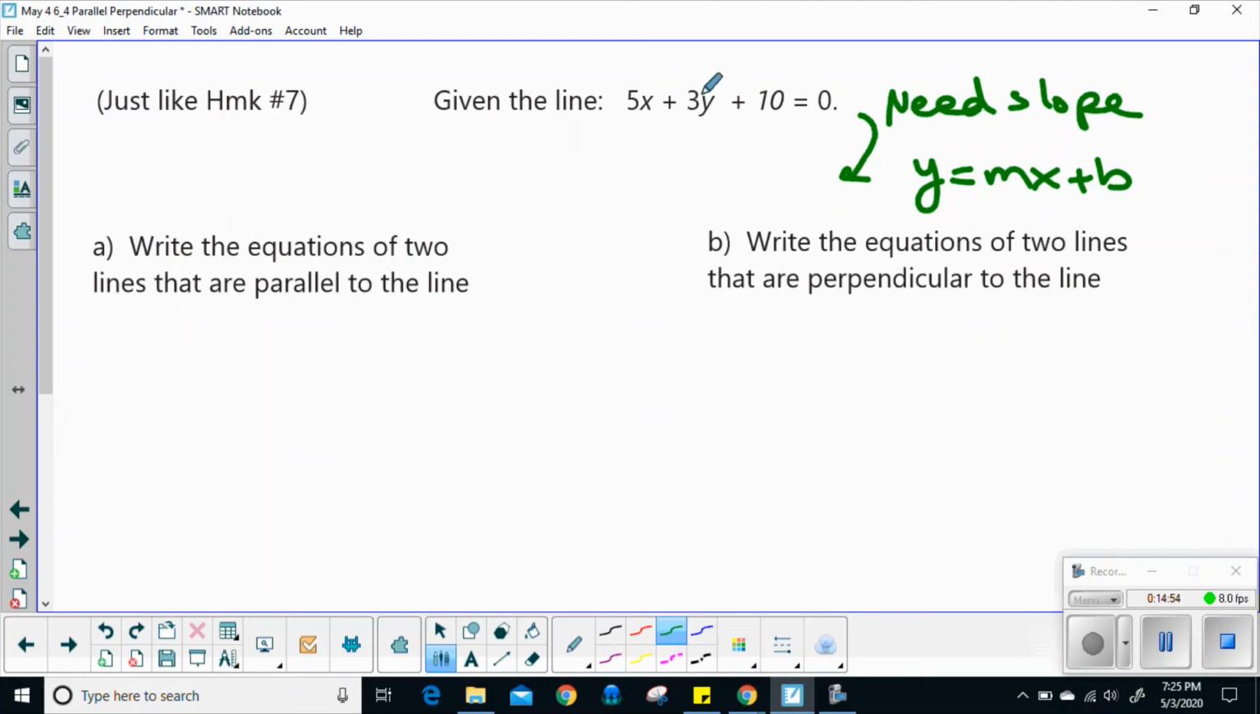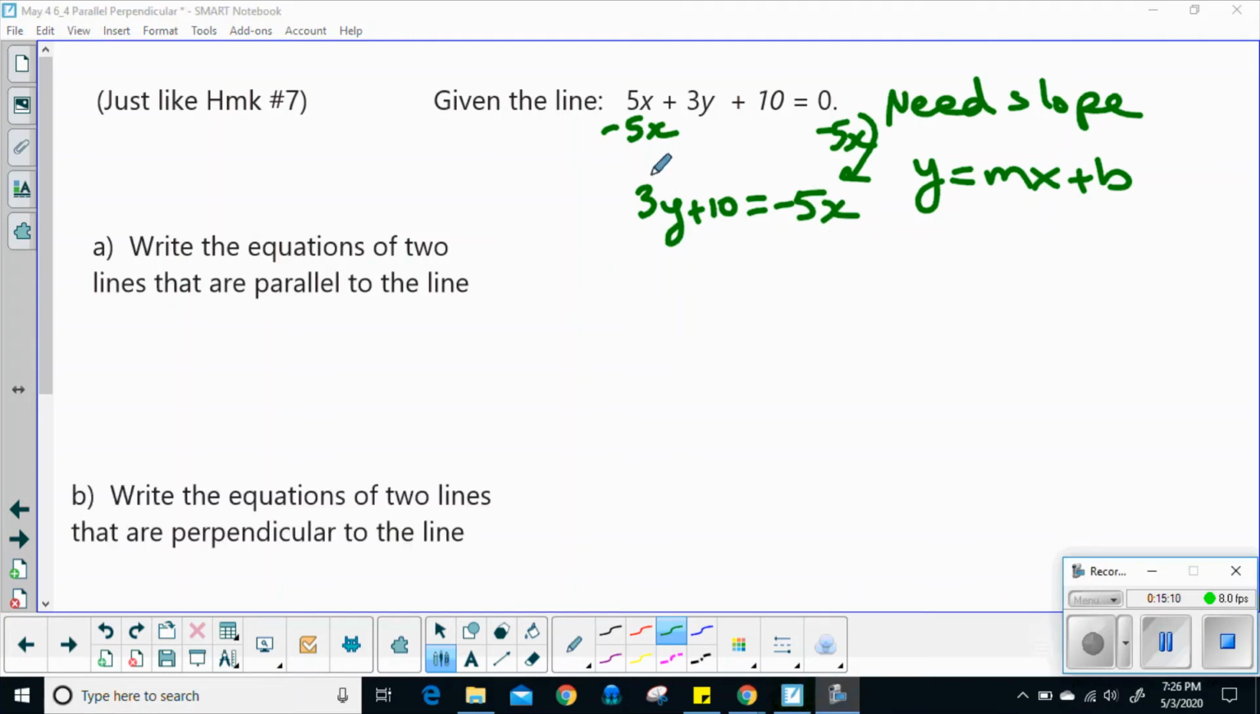We leave the 3y on this side and we're going to move everything to the other side. So we're going to minus 5x from both sides. So that leaves me with 3y plus 10 equals negative 5x. And then we're going to move our 10 to the other side. So let's minus 10 from both sides. So you get 3y equals negative 5x minus 10.